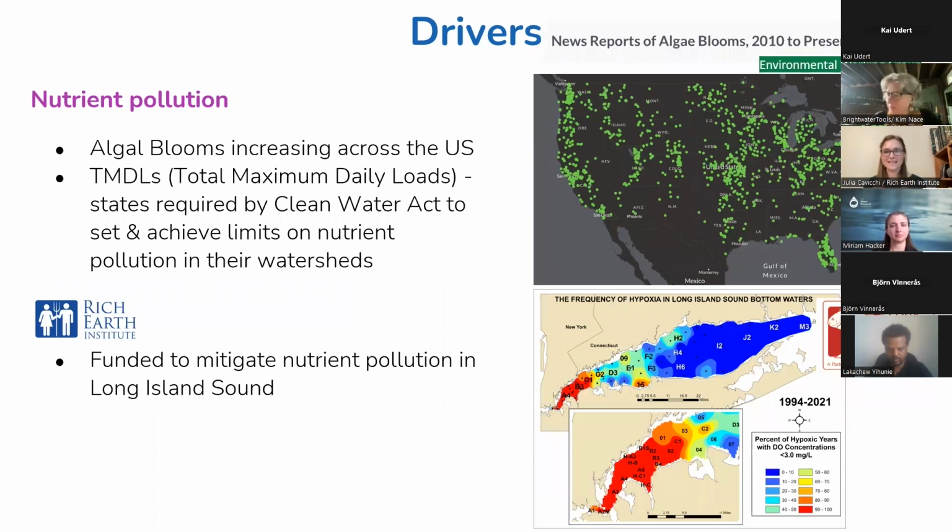That's Julia. Yeah. So as Miriam was saying earlier, one of the big drivers in the US for nutrient recovery systems in particular is the problem of nutrient pollution. And with climate change and also increasing population shifts and agricultural runoff, harmful algal blooms are increasing across the US, both in freshwater ecosystems and in coastal areas, as you can see on this map by the Environmental Working Group. And in particular, with the US Clean Water Act, states are required by the federal government to regulate nutrient pollution in their watersheds and achieve certain pollution reduction limits called total maximum daily loads. And this is a big driver for getting some nutrient recycling projects going.